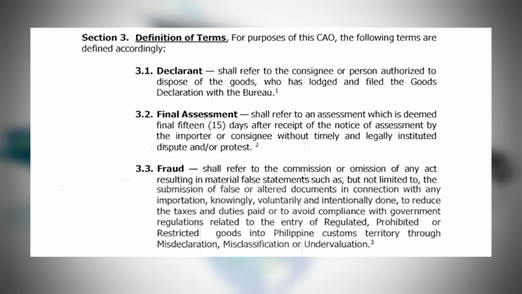Section 3. Definition of terms. For purposes of this CAO, the following terms are defined accordingly. 3.1 Declarant shall refer to the consignee or person authorized to dispose of the goods, who has lodged and filed the goods declaration with the Bureau. 3.2 Final assessment shall refer to an assessment which is deemed final 15 days after receipt of the notice of assessment by the importer or consignee without timely and legally instituted dispute and/or protest.